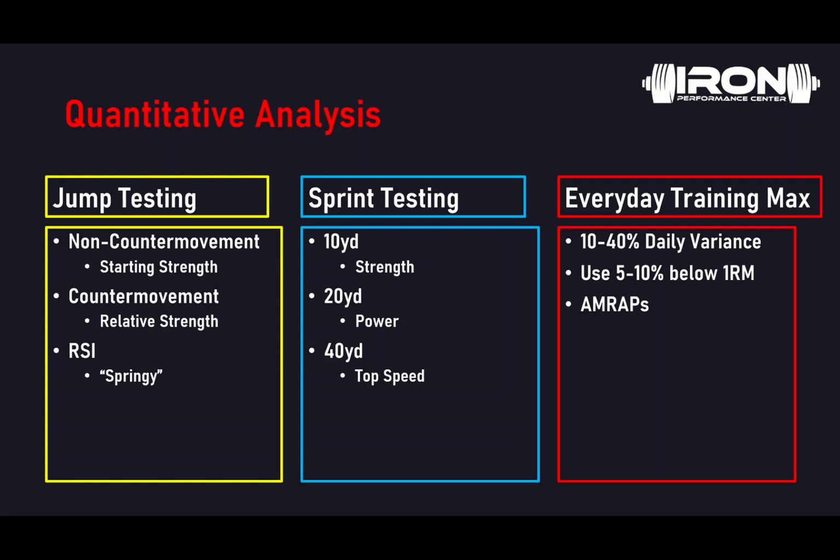And an easy indicator that we can implement in our programs to test that every cycle are AMRAPs. So for example, you might take 85% and see how many reps they can get with good technical form. And then based on the number they get, you just simply plug that into your calculation and you can estimate a new training max for the next cycle. All right, so jump testing, sprint testing, and everyday training maxes are some quantitative measures we can implement when assessing our athletes.